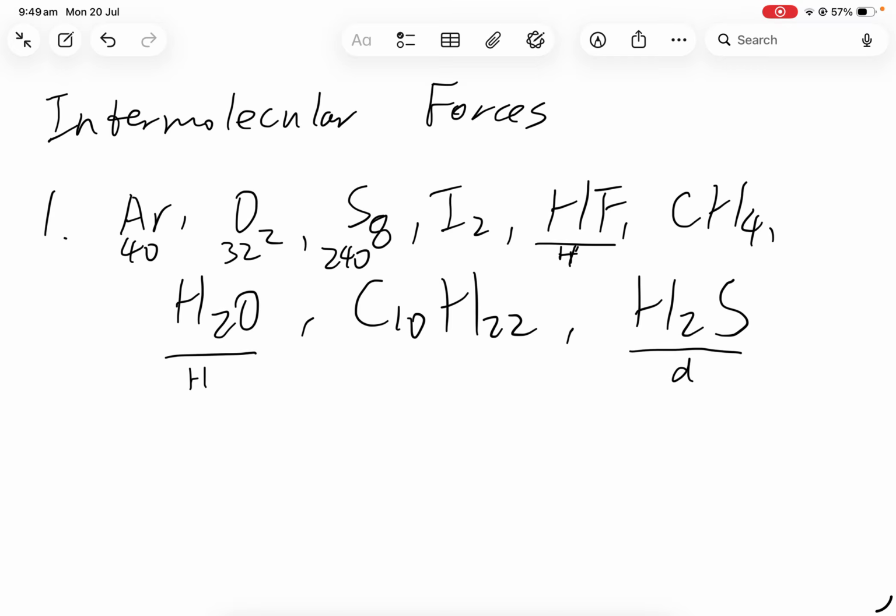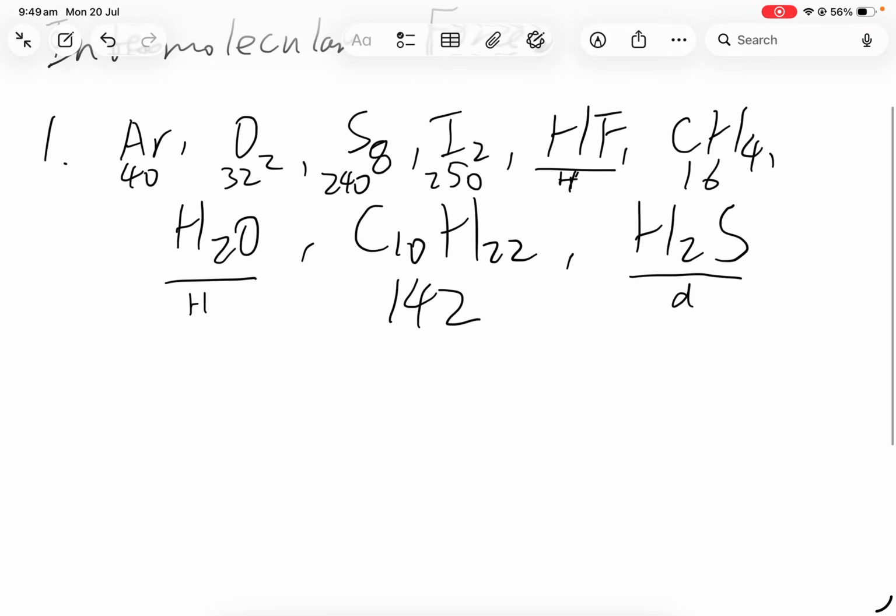And I2 is 126, so 200. So that's 250 around. And then CH4, H is 1, C is 12, so that's around 16. And C10H22, that's 120 plus 22, 142, I think. Yeah. Now we have to order them.